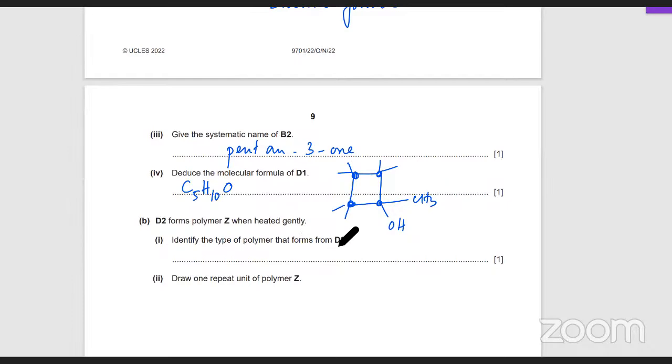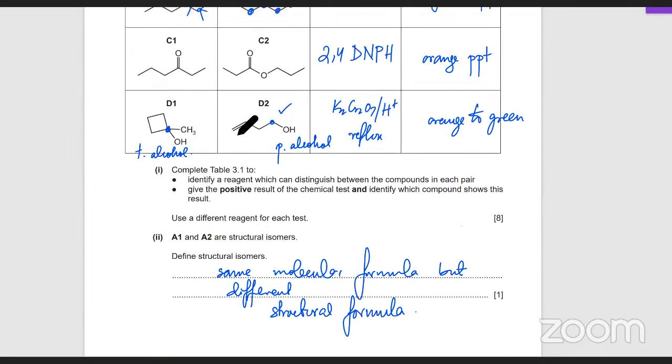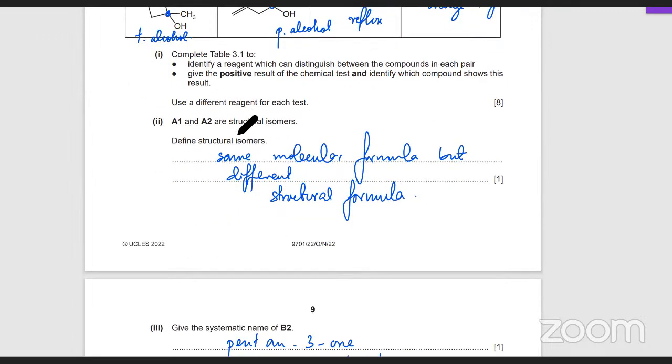Identify the type of polymer that forms from D2. D2 is an alkene. Alkene से कौन सा polymer बनता है? Addition.